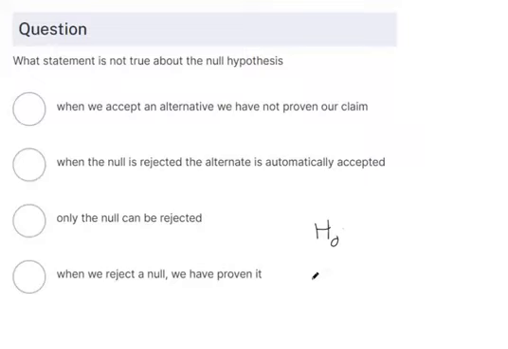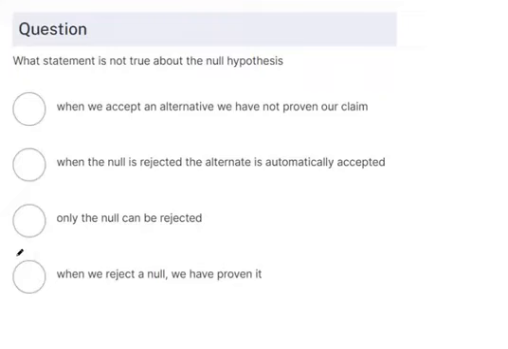Only the null can be rejected. That's true. We don't reject the alternative hypothesis. The way hypothesis testing works is we say, okay, let's assume the status quo. Let's assume the null hypothesis is true. And then we make our calculations based on the null being true. We don't assume the alternative is true. We don't assume the thing we're trying to prove is true. We assume that something we found in the past is true, and it remains to be true. So when you reject something, you just reject the null, not the alternative.